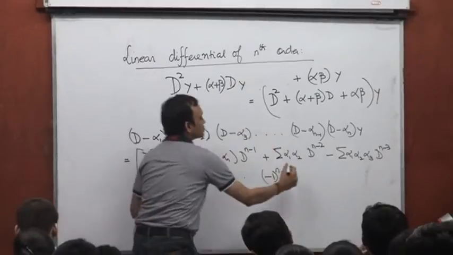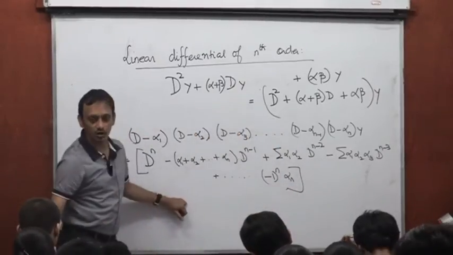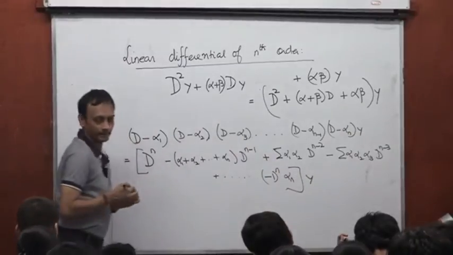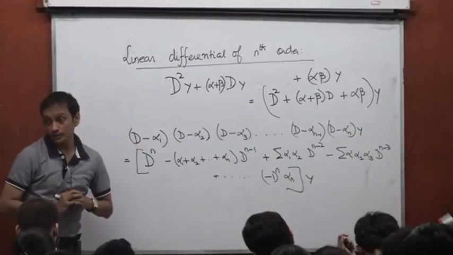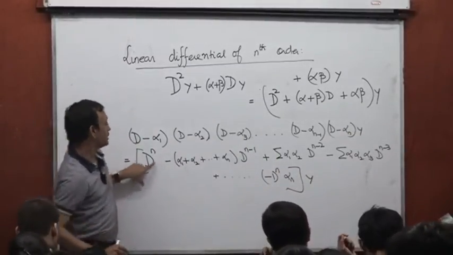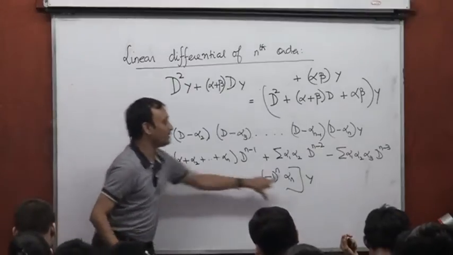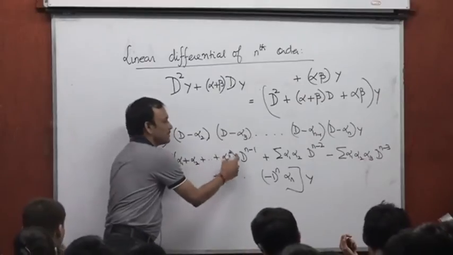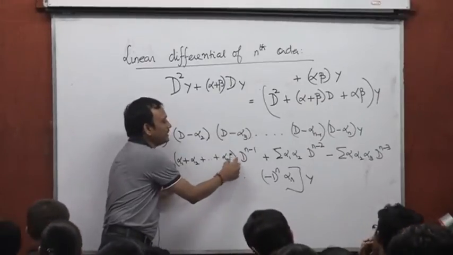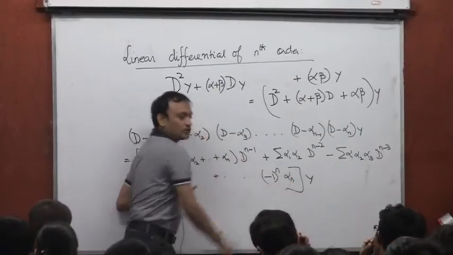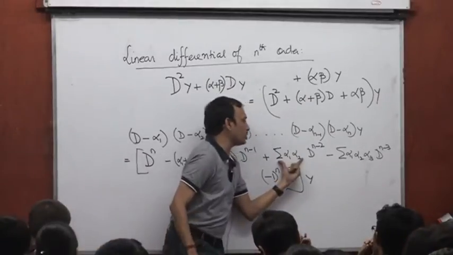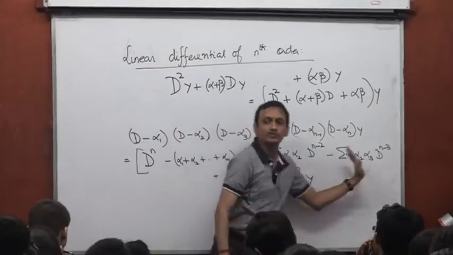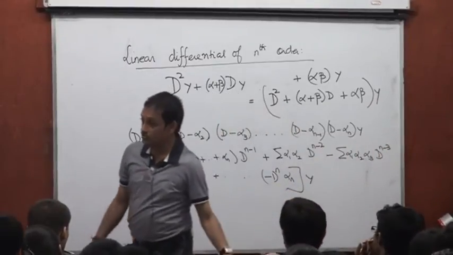This product of operators could be reduced to one single operator, which is this, and all of this can act on y. That means it's going to be D to the power n acting on y, the nth derivative of y, then minus alpha 1 plus alpha 2 plus alpha n times the n minus 1th derivative acting on y, then the sum of the products taken 2 at a time, then the n minus 2th derivative acting on y, and so on and so forth, right?